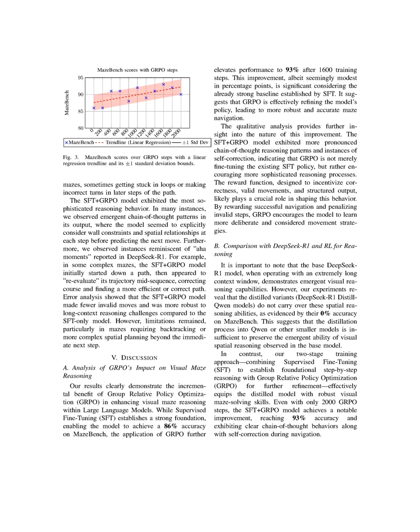The significant improvement from 86% to 93% with the addition of GRPO indicates that this method not only refines the model's policy, but also enhances its reasoning capabilities, allowing for emergent chain-of-thought reasoning and self-correction during navigation. These results imply that the model is capable of more sophisticated reasoning processes, as evidenced by its ability to consider spatial relationships and wall constraints at each step, which were not present in the baseline models.